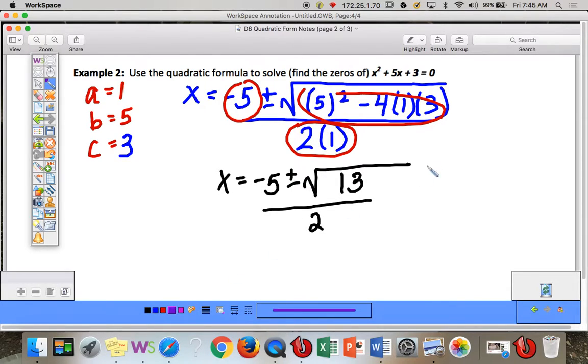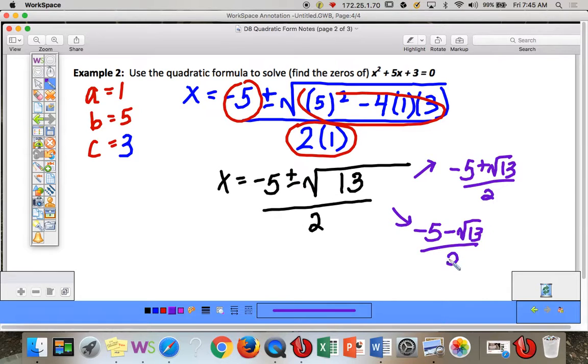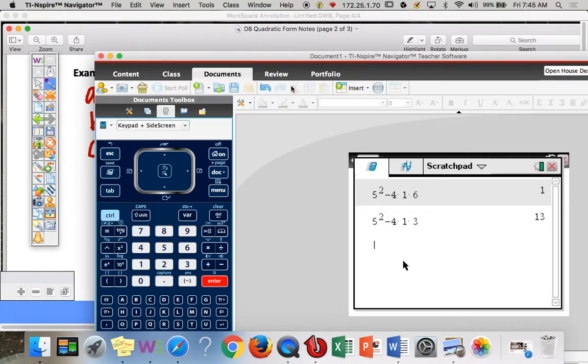Next step, we split it up and solve. So one of them will be negative 5 plus the square root of 13 over 2. And the other will be negative 5 minus the square root of 13 over 2. Now we can leave it like this. If you want to see what the decimal is, we can type that in. Negative 5 plus the square root of 13. Hit enter.